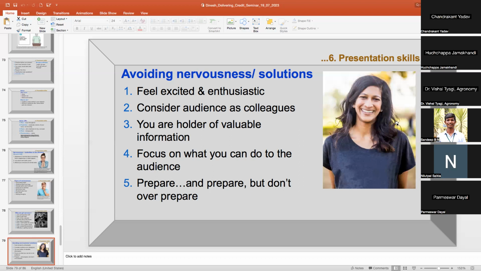Focus on what you can do for the audience. Prepare, but don't over-prepare. Sometimes over-preparation leads to too much confusion also. So optimum preparation is good, because in agronomy we always say go for the optimum level.